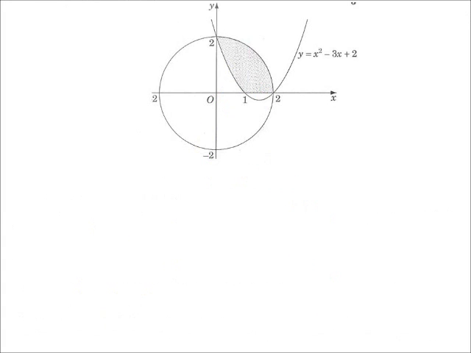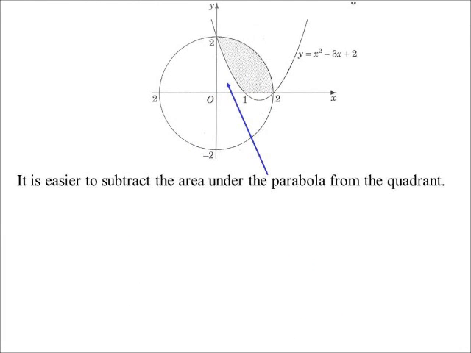Let's have a look at it. Much more efficient to do it this way. Subtract that area under the parabola from the quadrant. Remember, integration is useful for finding the area of irregular shapes, things we don't have a formula for. But I do have the formula to find the area of a circle. So why on earth would I integrate when I've got a formula that does it a lot quicker?